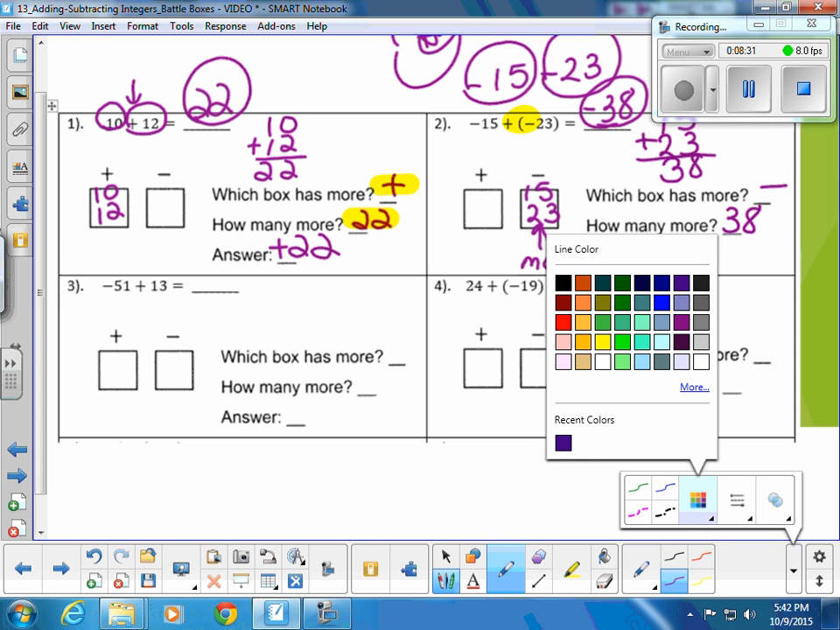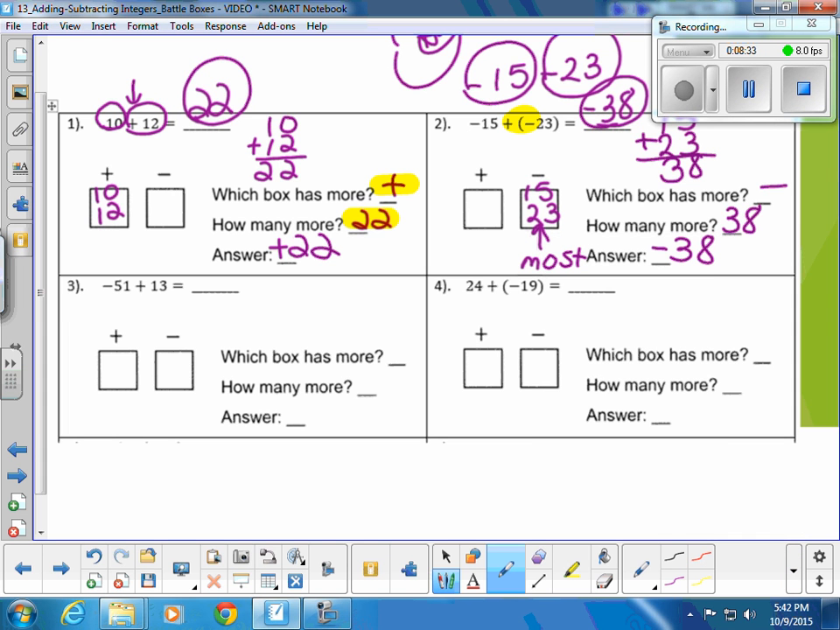Let me change the color. Let's use blue. Okay, so for this one, I do not have double signs, so I don't have to rewrite it. All I have to do is circle my integers. I have a -51 and the +13. So the negative is going to go in my negative box, and the 13 is going to go in my positive box. Now, which box has more? My 51 is bigger than my 13, so my negative box has the most. So I'm going to put my negative box has the most.